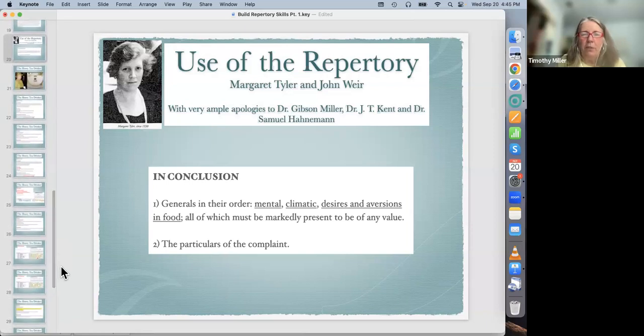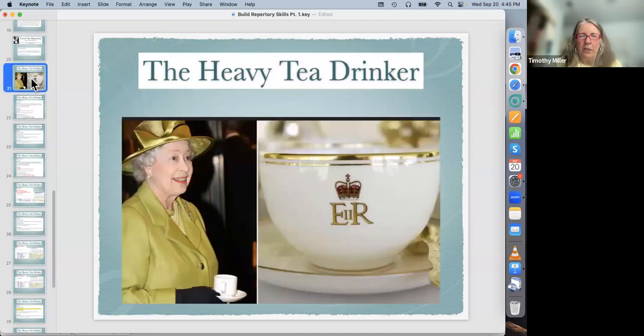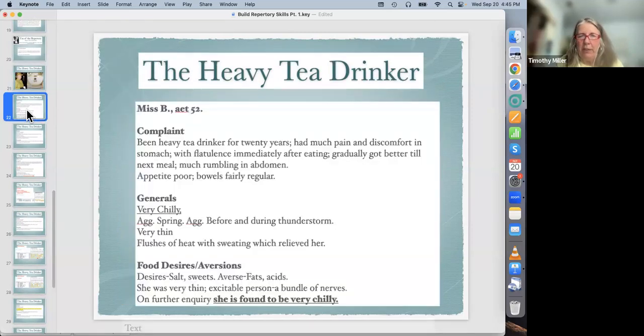Okay, so we've got a case. This is our second case, and I'm calling this one the heavy tea drinker. This particular case actually comes from Margaret Tyler, and it is reproduced at the beginning of your Kent's Repertory if you want to go back and look at it. I've taken a few liberties of underlining and some things like that. So let's go ahead and get through this one quickly, and that should do it for today. We've got a good 30 minutes.